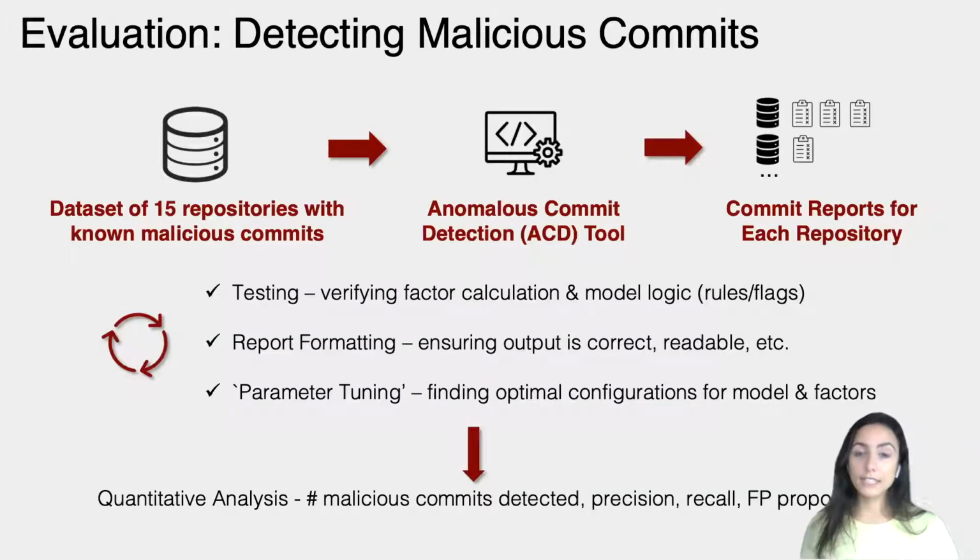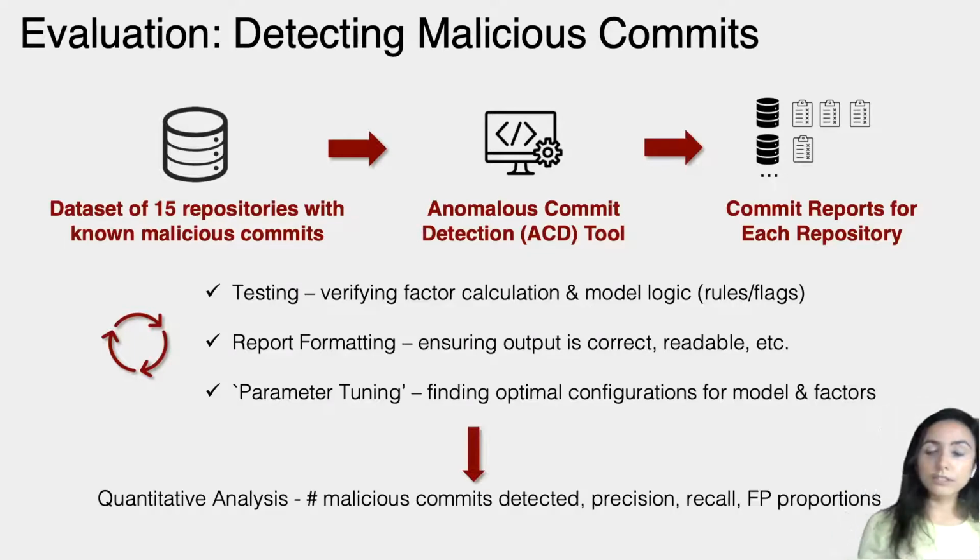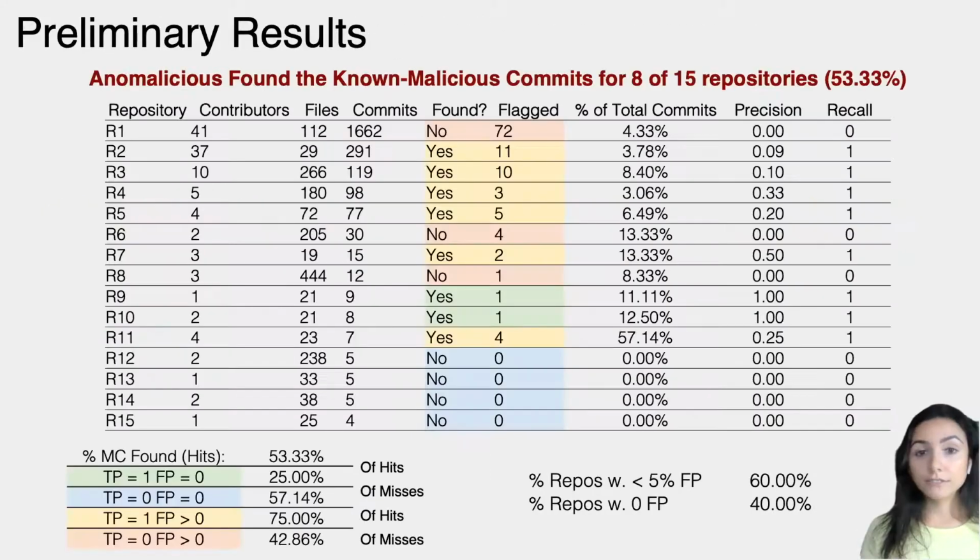So using this data set, we evaluated our tool using the following process. We ran the tool on all 15 repositories using the exact same set of configurations, and then we evaluated the commit reports that were generated for each individually. The results are very promising. The tool found the known malicious commit for 8 out of the 15 repositories.